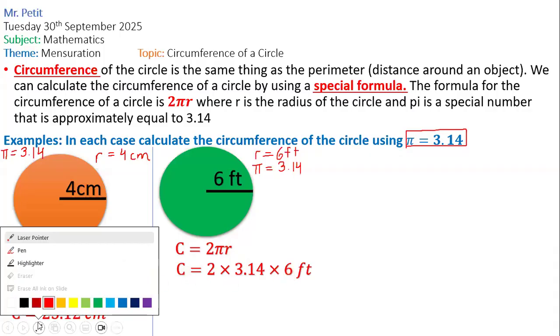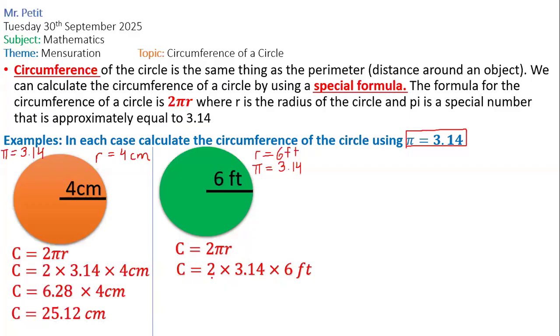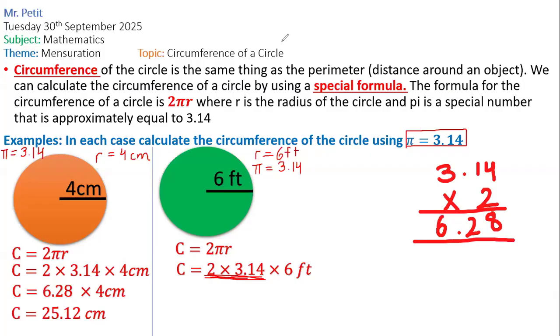So what is 2 times 3.14? I think that's the easiest thing to do. We already calculated that. What is 2 times 3.14? 6.28. So I'm gonna multiply it again so we can have it on the board. So 3.14 multiplied by 2. 2 times 4 is 8. 2 times 1 is 2. 2 times 3 is 6. 6.28.